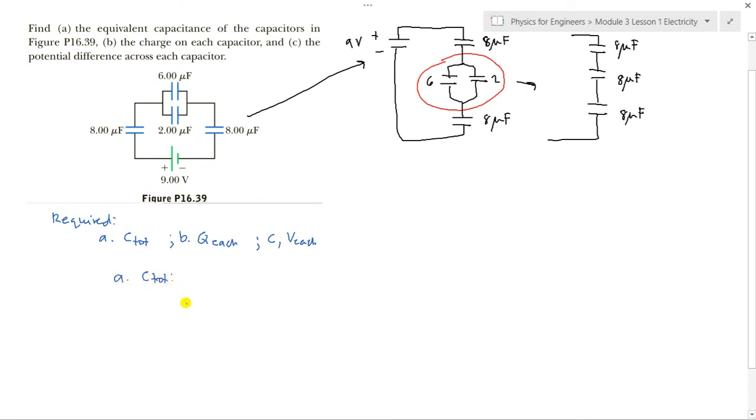So for C total, 1 over C total is equal to 1 over 8 plus 1 over 8 plus 1 over 8. And the answer here is 3 over 8, so C total is 8 over 3 microfarad.